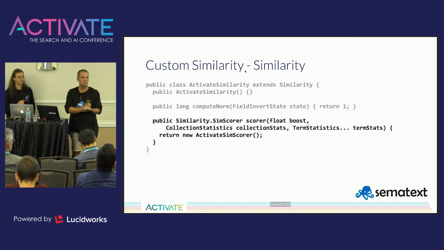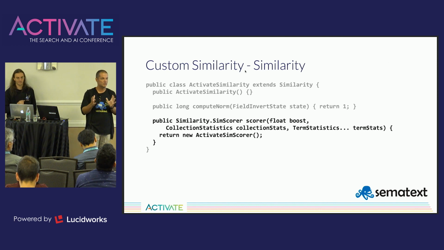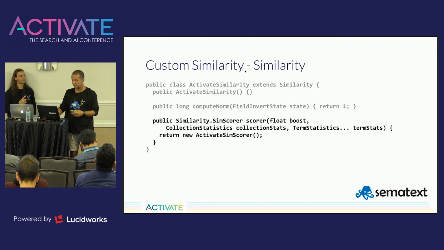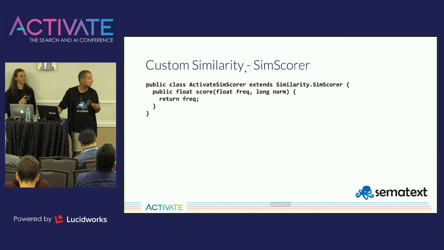And we need the sim scorer to be returned as well in the score method. Basically, some kind of scoring algorithm here. We have a boost here, collection statistics, and term statistics to use, but we won't use that. We'll just create an activized sim scorer, which, as I promised, is very simple.